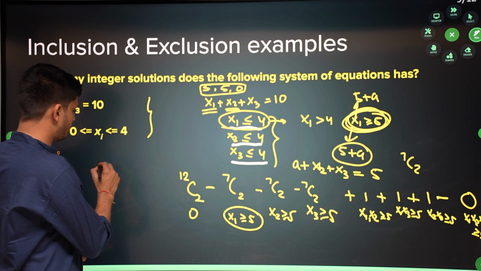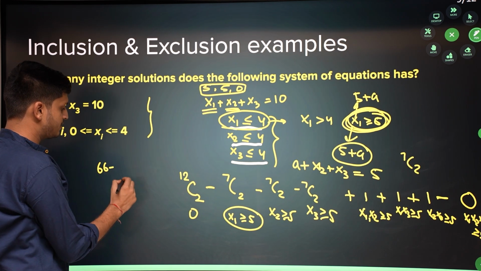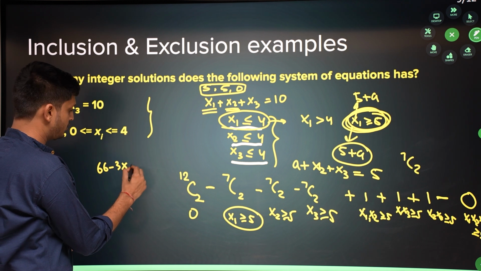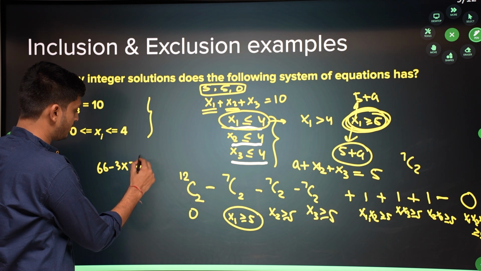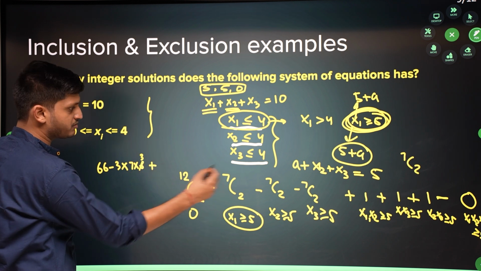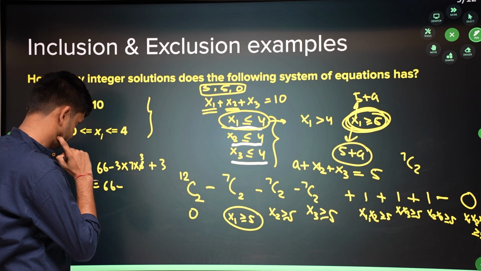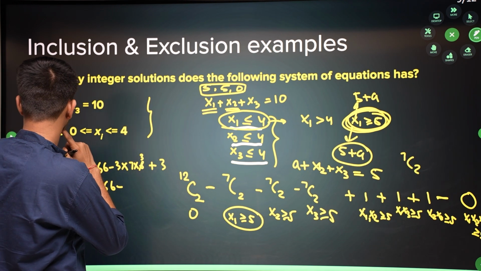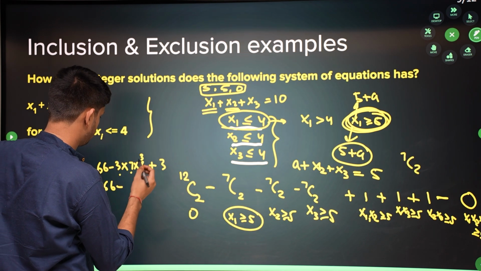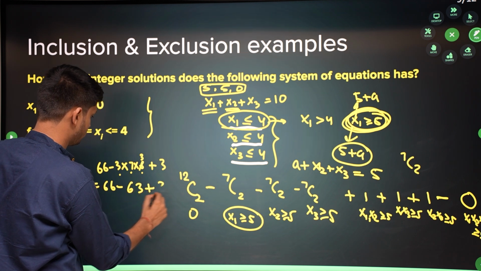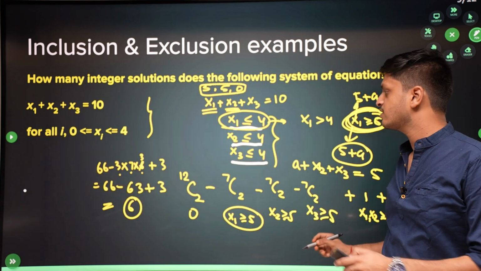You can calculate it. So 12C2 is what? 12 into 11 by 2, it is 66. Minus 3 times 7C2. 7C2 is 7 into 6 upon 2, so 7 into 3, which is 21. 3 times 21 is 63. And plus 1 plus 1 plus 1, 3. So this is 66 minus 63 plus 3, so it is 3 plus 3, 6. So there are 6 solutions to this system of equations.